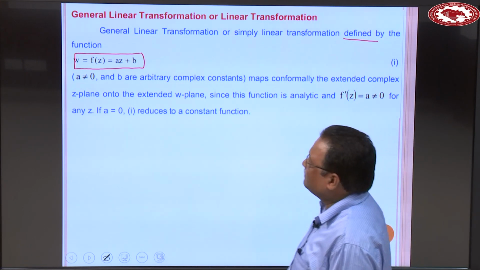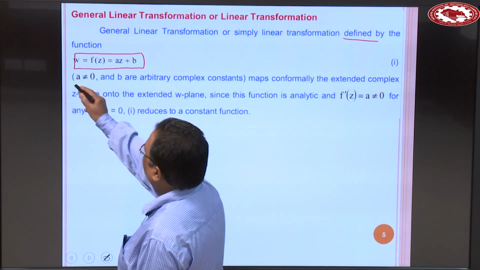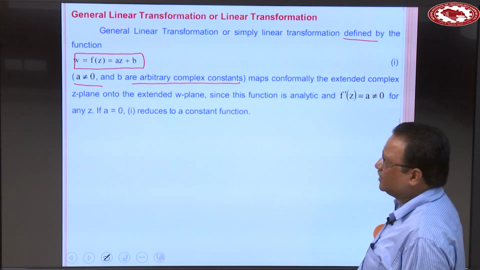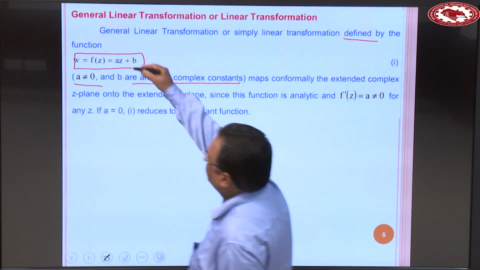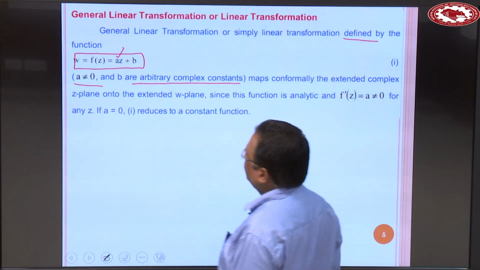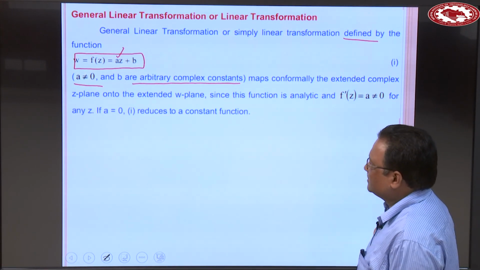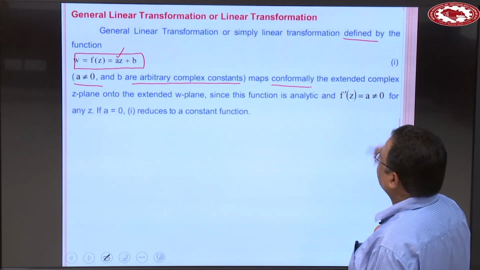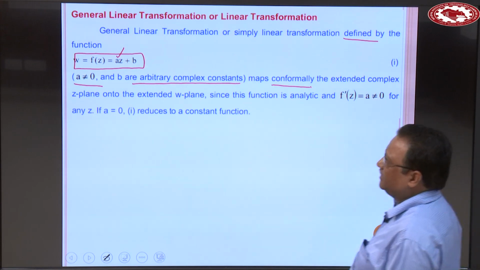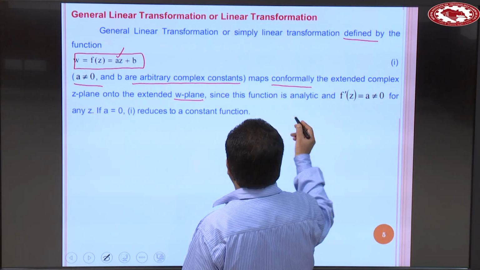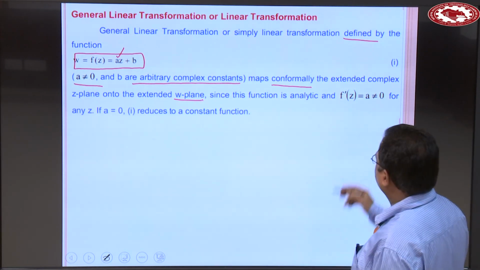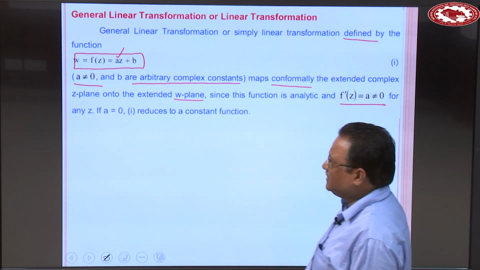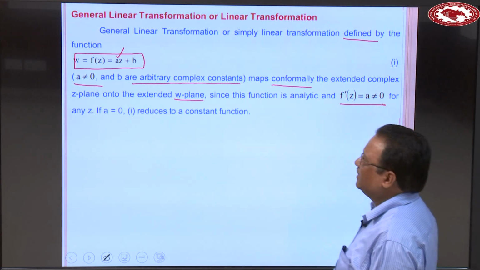So, here w = Az + B, where A is not equal to 0 and B is an arbitrary complex constant. Clear? A is not equal to 0, and B is any arbitrary complex constant. Now, this maps conformally the extended complex Z plane into the extended W plane, since this function is analytic and f'(z) = A, which is not equal to 0 for any z. If A is equal to 0, then it reduces to a constant function.